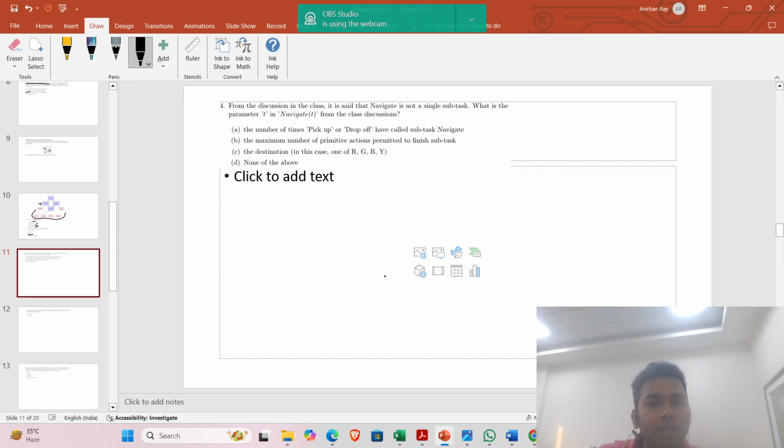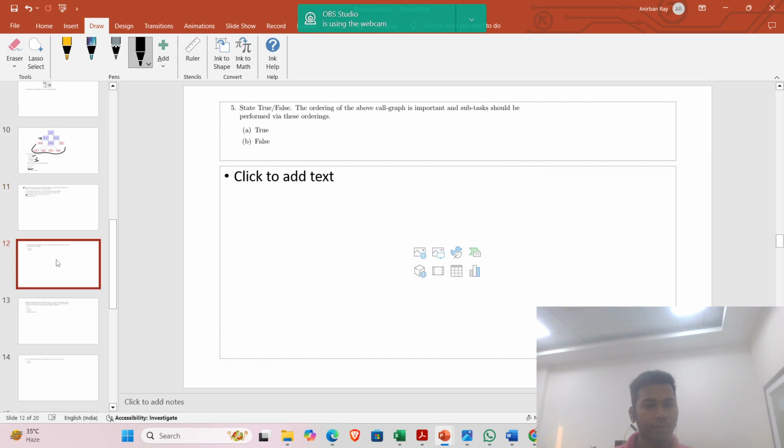From the discussion in the class, it said that navigate is not a simple subtask. What is the parameter t in navigate t from the class discussion? The t represents which destination we are going to go. According to that, a different SMDP will be formed. So it is answer C. Okay, this is done.